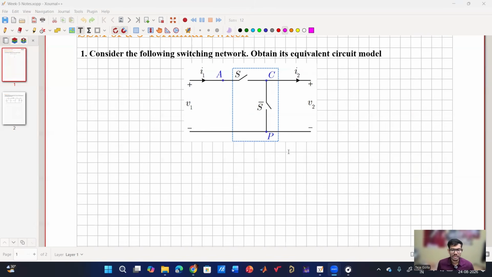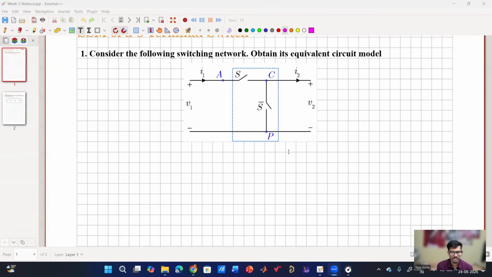So the first problem is: consider the following switching network and obtain its equivalent circuit model. Here I have considered one switching network, a half bridge switching network, and it is similar to what you see in a buck converter. Now we are asking for the equivalent circuit model. So we need the relation between V1, I1, V2, I2, and we need to do the circuit averaging technique, whatever sir has discussed. But again, I will show how to do it in detail.